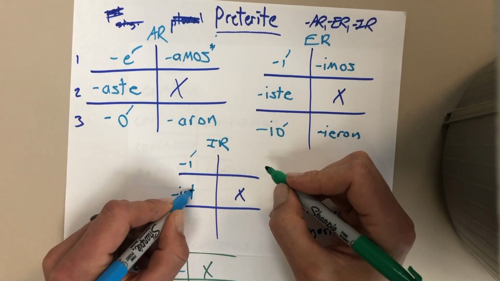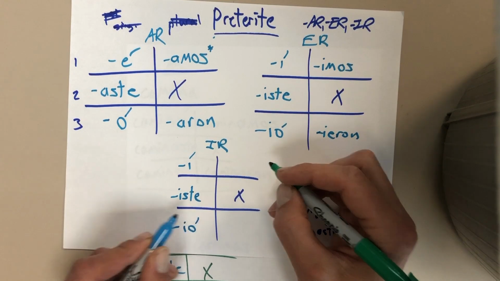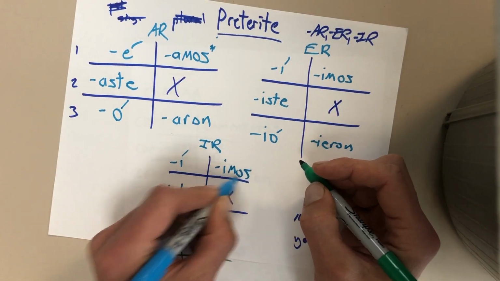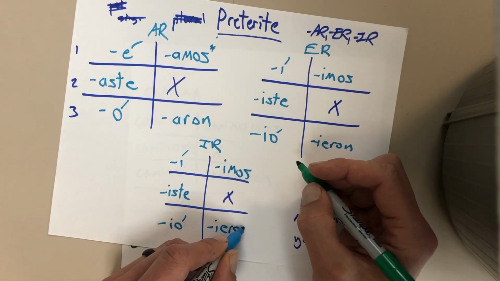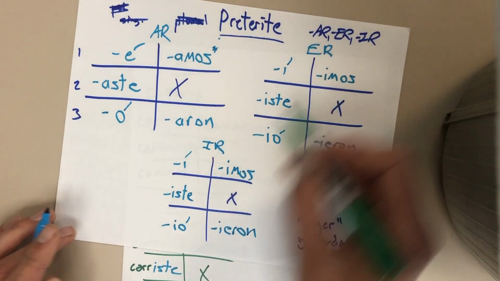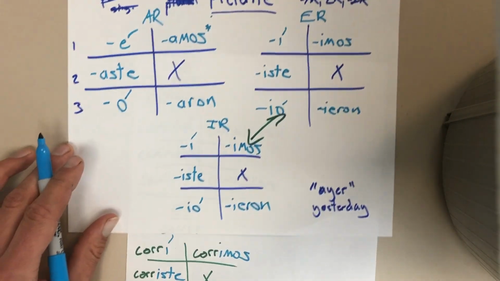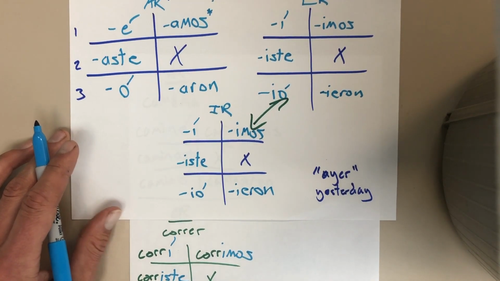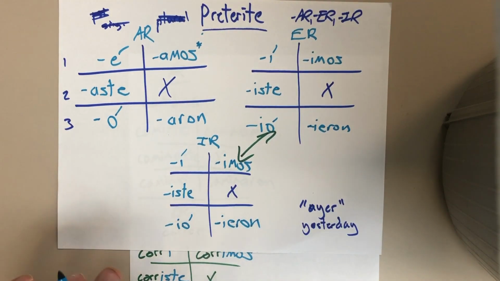iste, í with an accent, imos, and ieron. Same as that. See it? So we don't need to do one. If you see verbs that end with any of these things, you know it's preterite past tense.